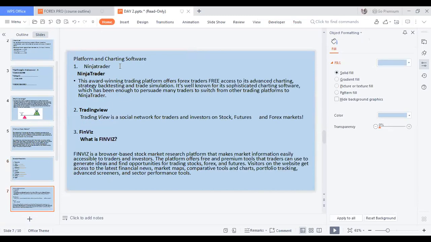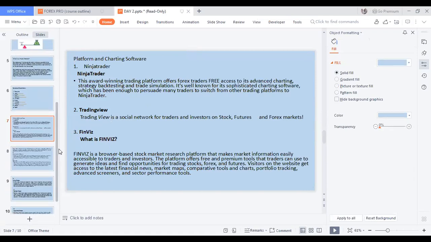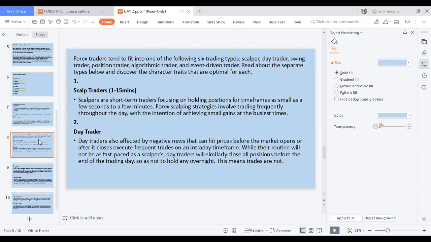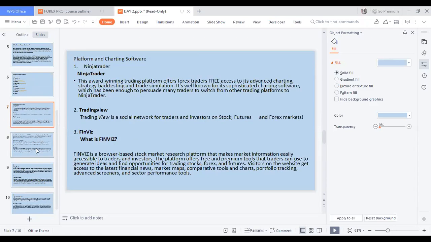Now, class, platforms and charting software. We have three types of platform and charting software. There's NinjaTrader, there's TradingView, there's Finviz. TradingView is what I use. I will explain TradingView in the advanced class.